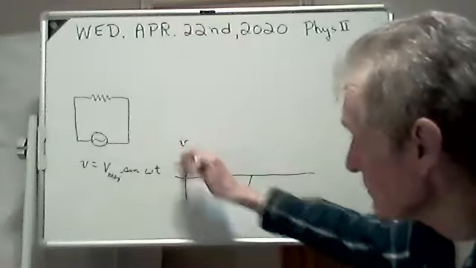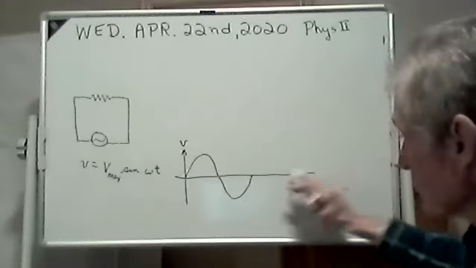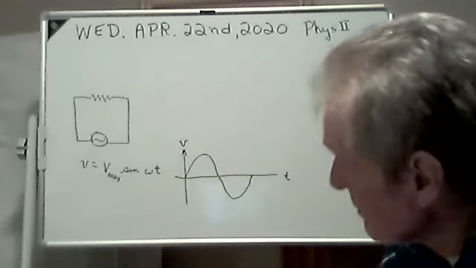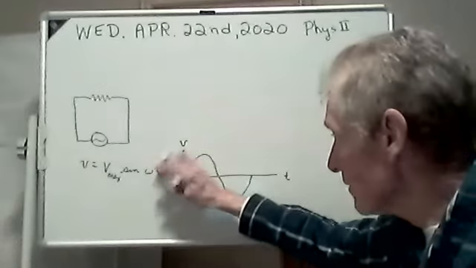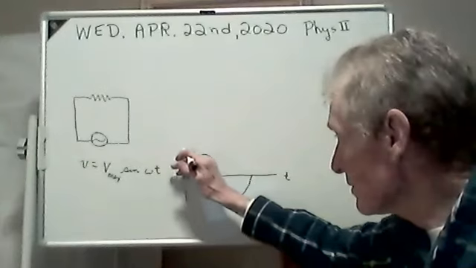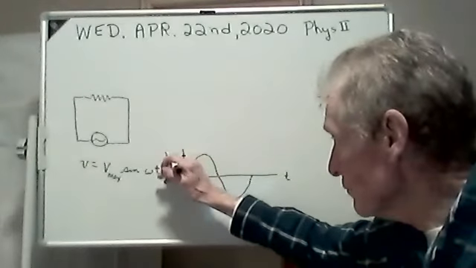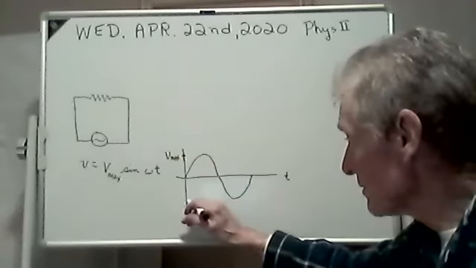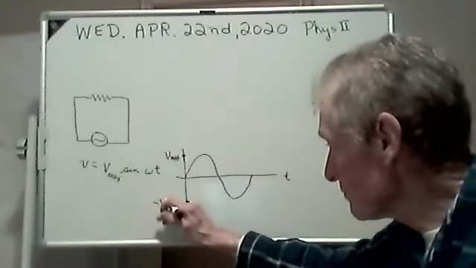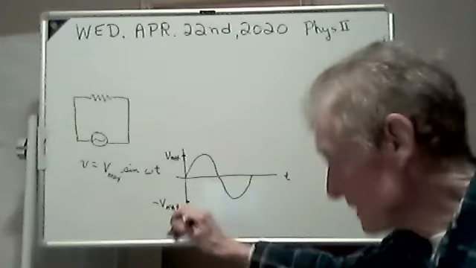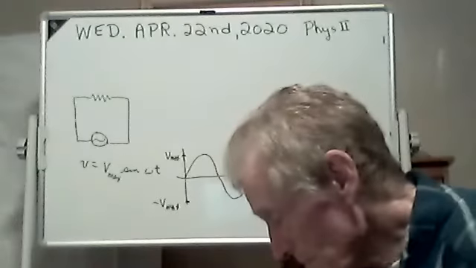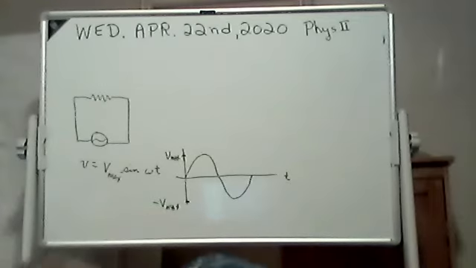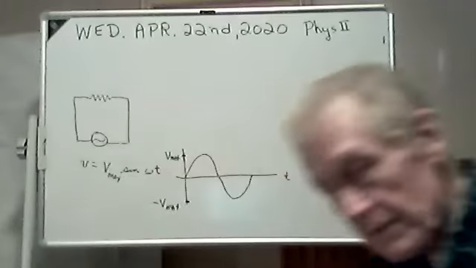This is the voltage, and this is time. And you've got a sinusoidal, it varies sinusoidally, and this amount here is V max. And this amount here is negative V max. How can you have a negative voltage? That's how AC power works. It goes back and forth. It buzzes back and forth at 60 times a second.